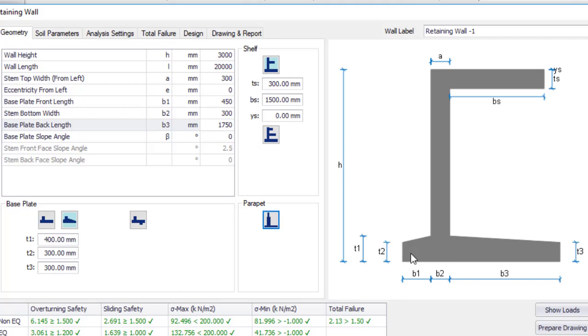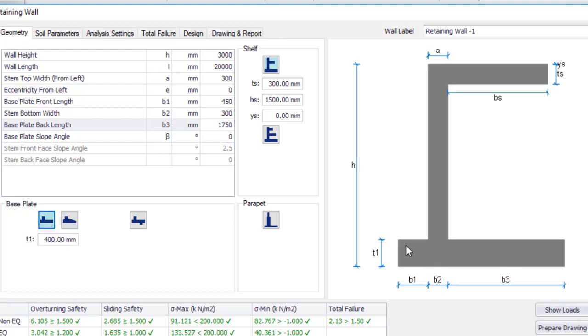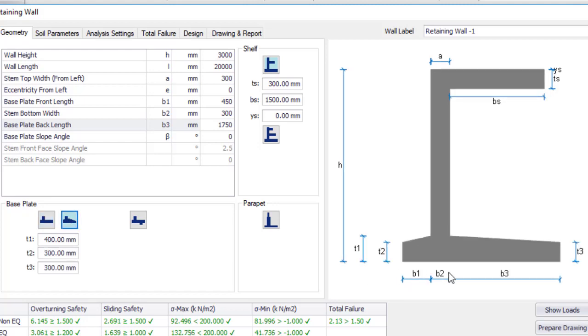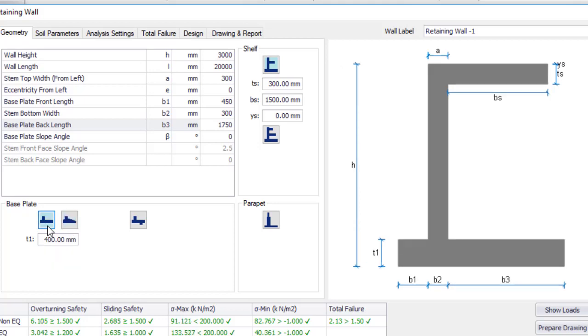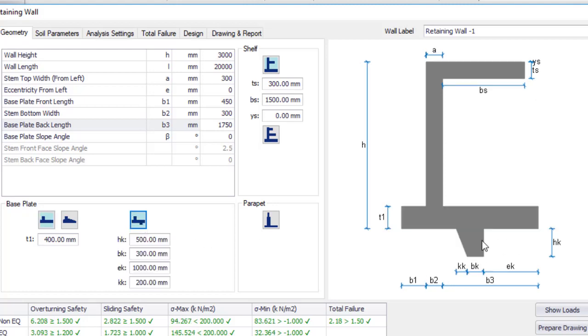Another one is when you have a straight base. Let's click on this one. You see you have a straight base like that. So that's 2. Then the third one is when you have a shear key. A shear key is what you call a toe beam or a heel beam. Let me click on this one first. I have a straight base, then I have a shear key that you can see.